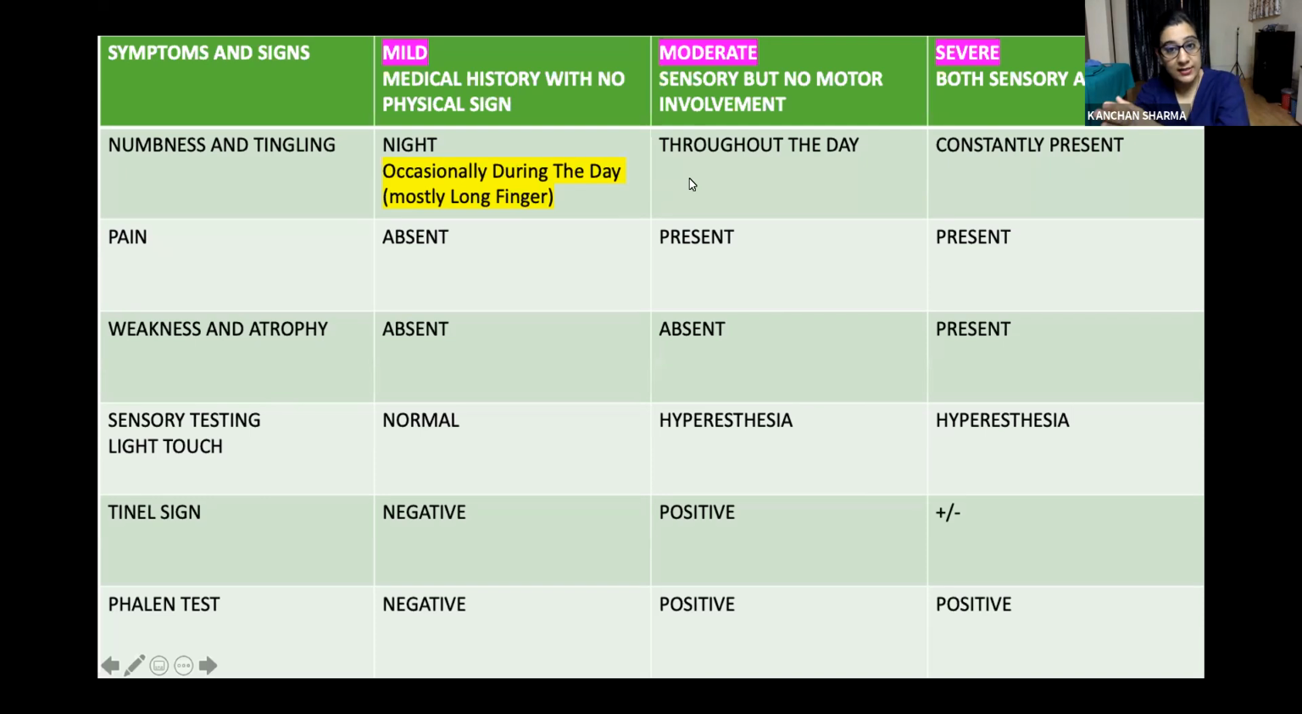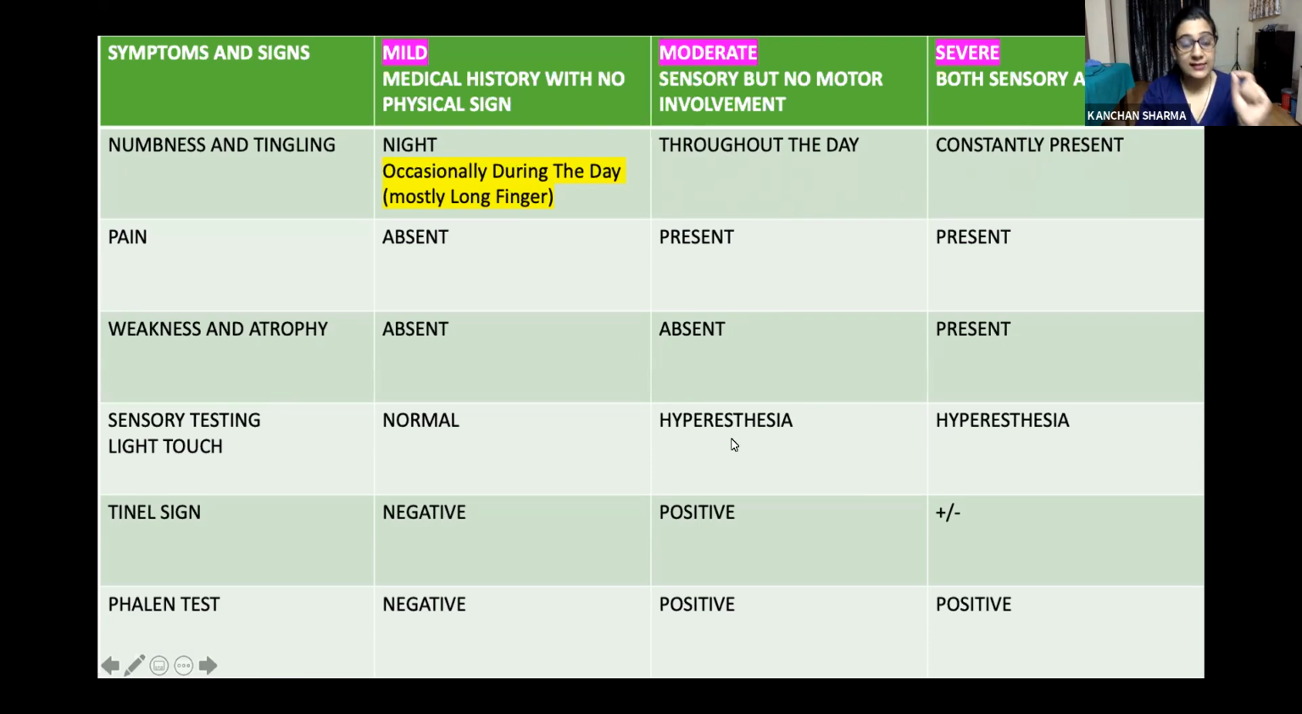If the disease is progressing towards the moderate side, these symptoms will be throughout the day. And if it is severe, they are constantly present. So the only thing distinguishing between the moderate and the severe is the weakness and the atrophy. Weakness and atrophy will be in severe cases, and they will not be there in the moderate case.